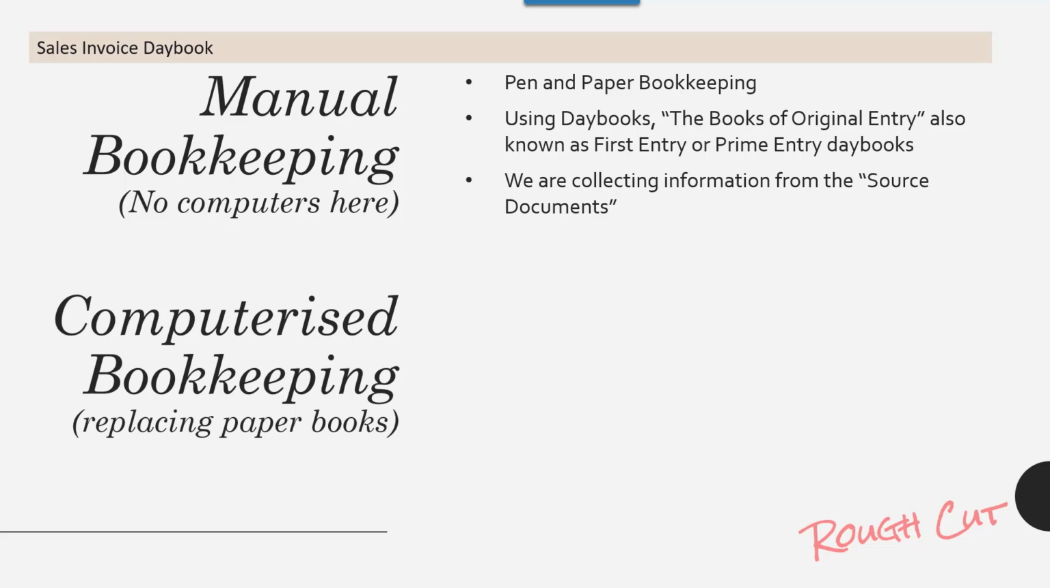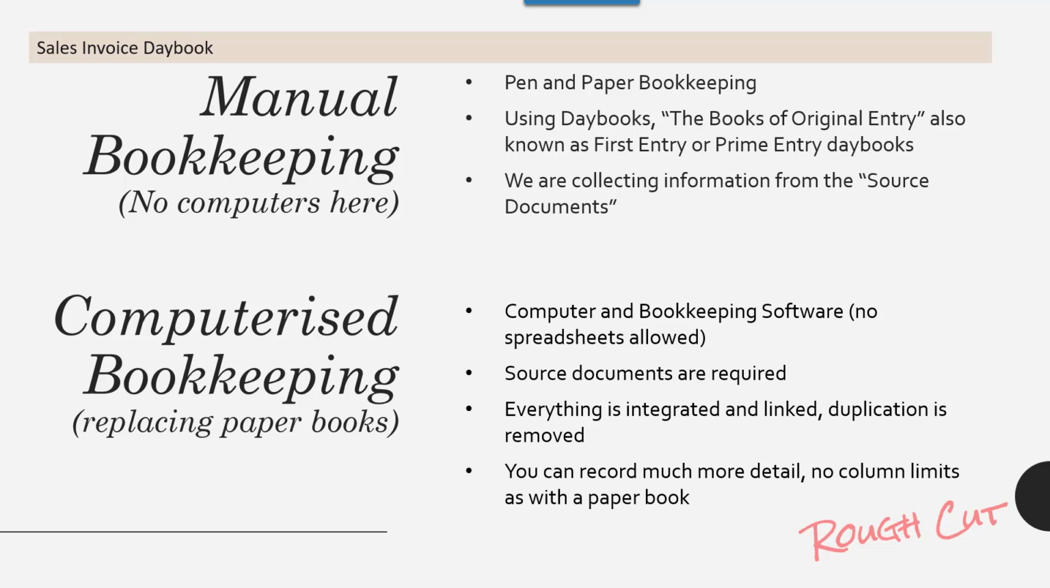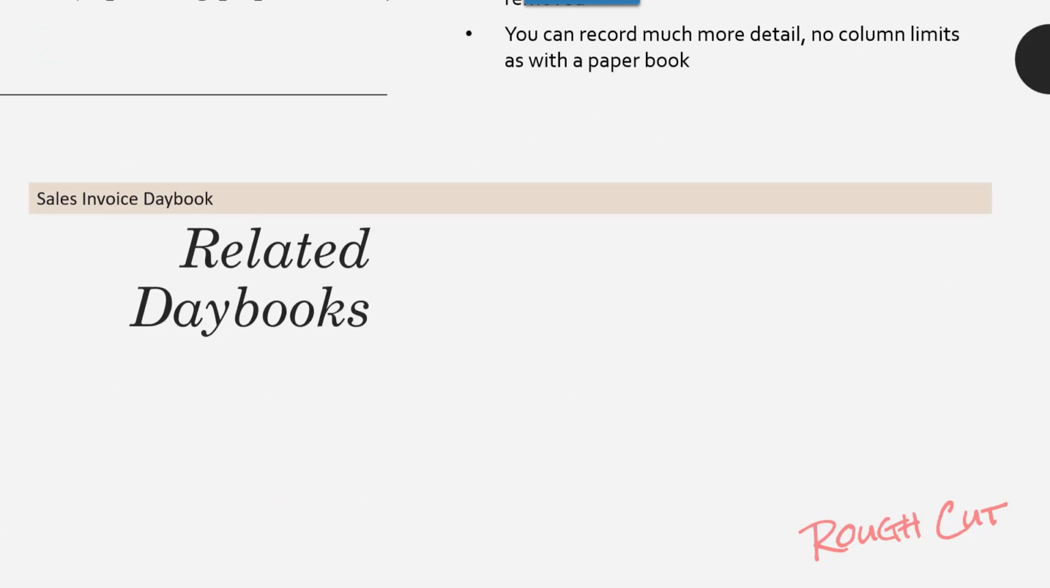Computerized bookkeeping, we're replacing the paper books with the computer and bookkeeping software, which does not include spreadsheets, which are not allowed. Source documents are required. Everything is integrated and linked. Duplication is removed. You can record much more detail. There's no column limits as with a paper book.